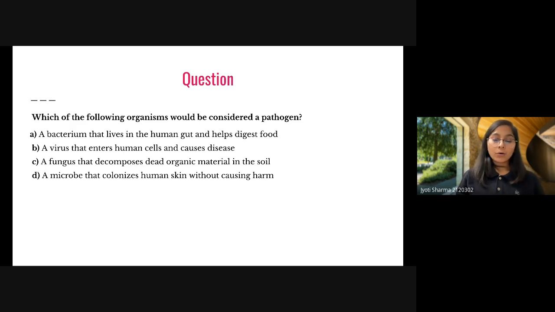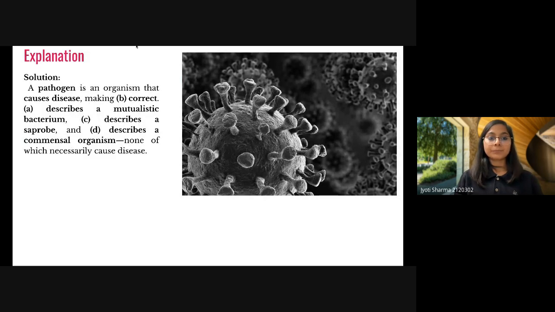So for an organism to be a pathogen, it should have some host cell. Without a host cell it can't survive, right? So it must have a host cell, and it can use the machinery of that host cell to infect the host cell, and it will cause the disease. So that's why B is the right answer: a virus that enters human cells and causes disease. A pathogen is an organism that causes disease.